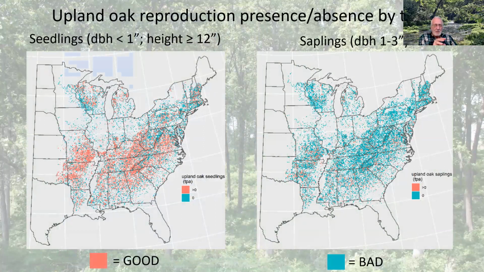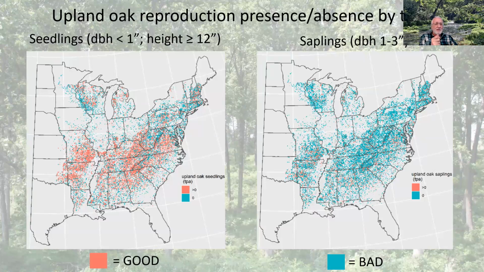If we look at seedlings, that image on the left, those are ones with diameters less than 1 inch but a height greater than 12 inches. And here you might think red is bad, but actually red, or that salmon pink, is good. So you see, we have a lot of regeneration going on in the Ozarks, even in Kentucky and Tennessee. Not so much in Pennsylvania and New York, where they've got a huge deer density problem. But here in Missouri, it looks pretty good.